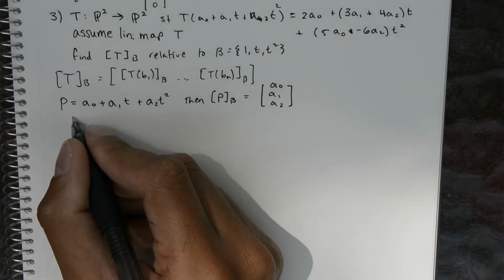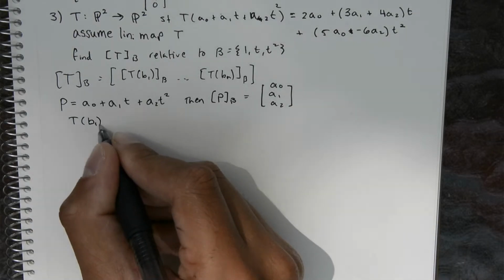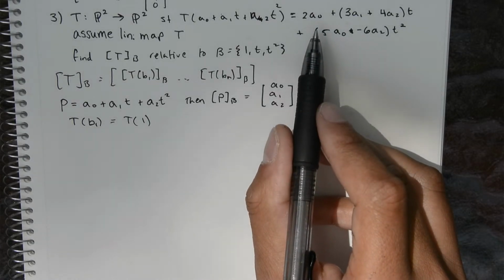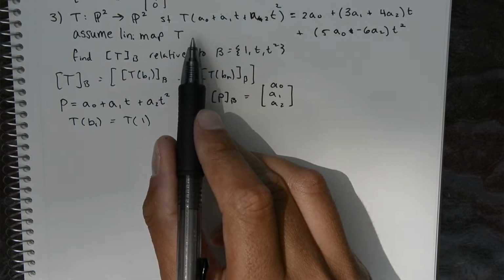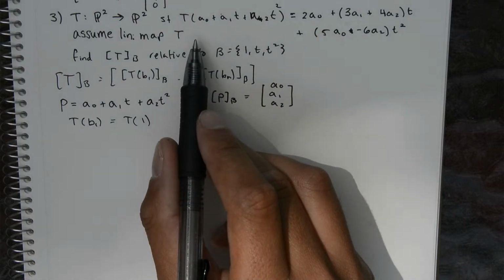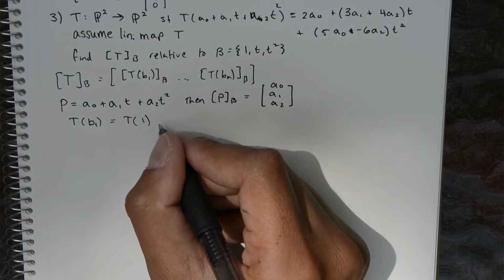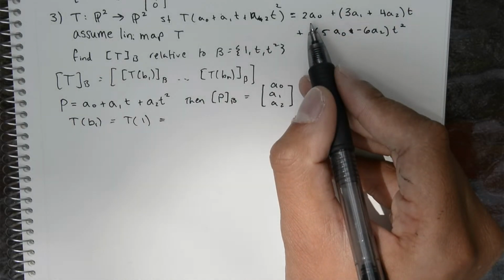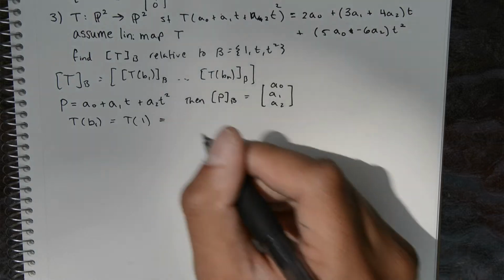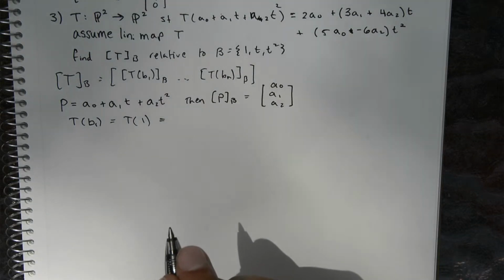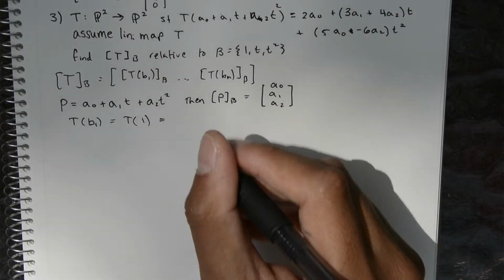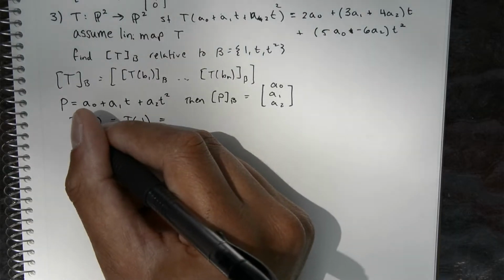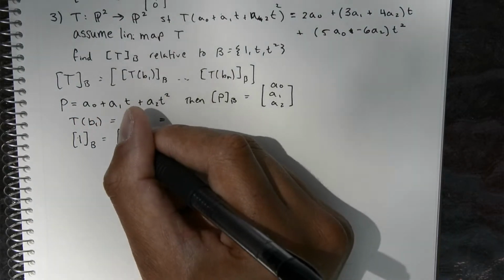Okay, so now what we need to do is find T of b1, which is equal to T of 1. So T of 1 means replacing t with 1. So let's just write the polynomial 1 in the basis B, which is just going to be the vector 1, 0, 0, right?